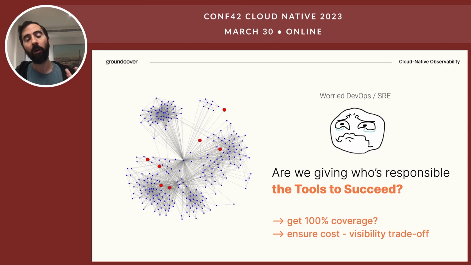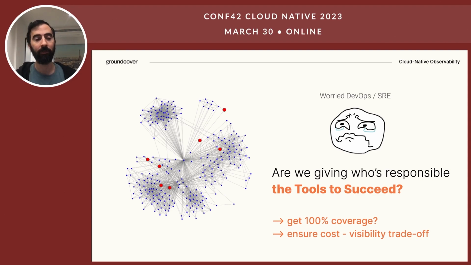And I think another important question is, who's responsible? I mean, the worried DevOps or SREs that you see here, they're eventually responsible for waking up at night and saving production when things go bad. So are we giving them the tools to succeed if they can't eventually impact each and every team, or they have to work super hard to align all the teams to do what they want to do? Are they able to get 100% coverage?